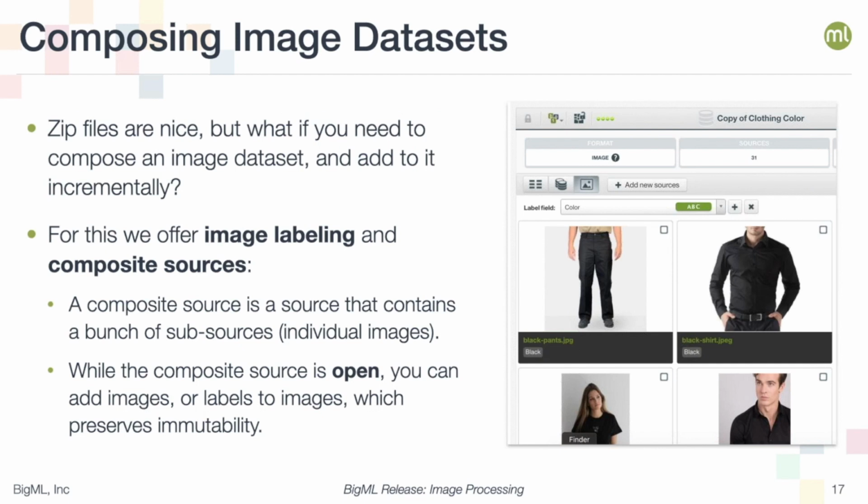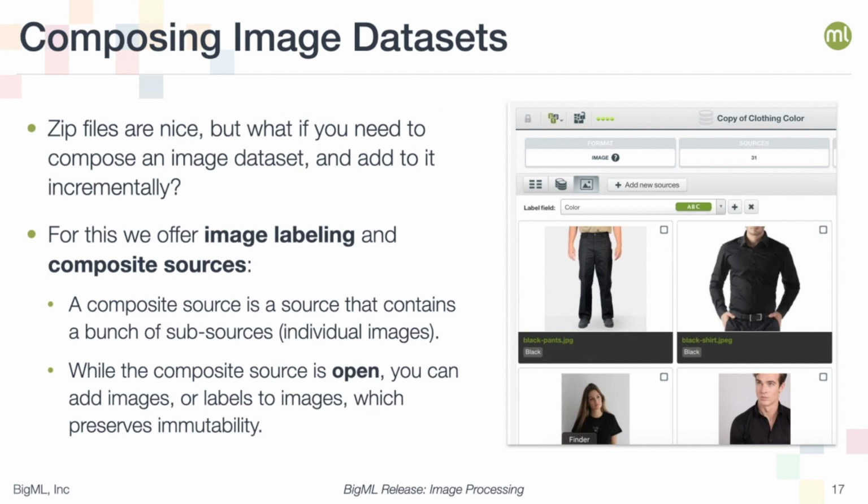First of all, one of the most important things you need to be able to do when you've got an image problem is just manage your data set. And we allow you to manage your data set with user labeling tools and something called composite sources, where we're going to treat each image as its own little data source, and we're going to allow you to compose data sets out of different combinations of those sources as you want to.